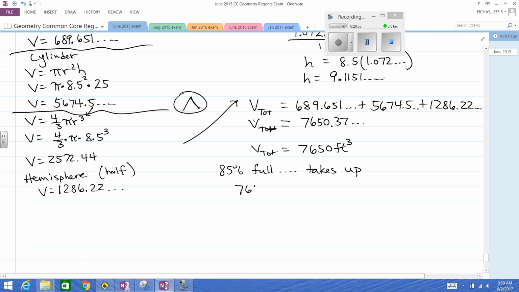So I like to do it, you can do percent over 100 equals part over whole, and you can set up a proportion. I'm just going to multiply it by 0.85. 85% of usually indicates multiply. And then what I get there, where did it go? Yeah, 6502.82. All right, perfect. So that's 85% full, takes up this many cubic feet of space.